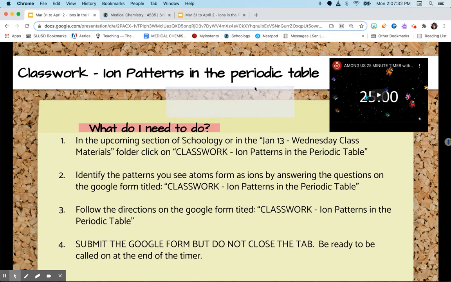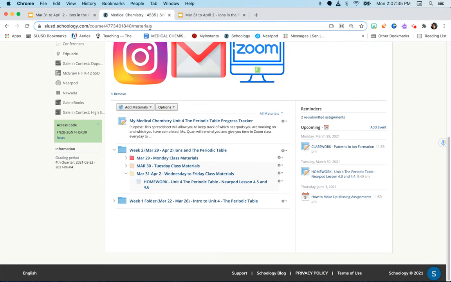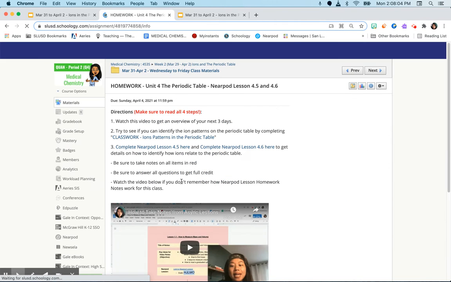So, to do that, we're going to work on our homework, which is actually our classwork and homework all rolled into one. First, you're going to go onto your Schoology page. You might see it on the upper right hand side, but since I'm filming this a bit early, if you can't find it, it will also show up in your March 31 to April 2, Wednesday to Friday class materials folder. If you open that one, go ahead and click on homework. When you click on homework, I'm reminding you to make sure to read all four of these steps. All right, you're probably watching this video linked here right now.